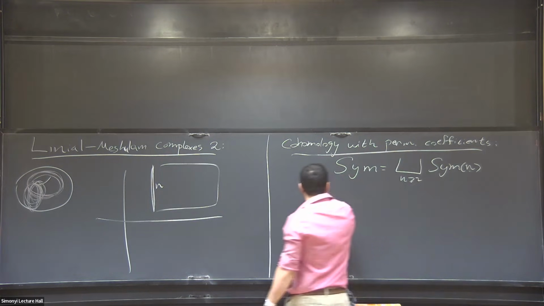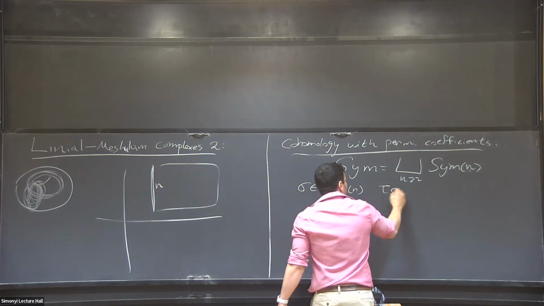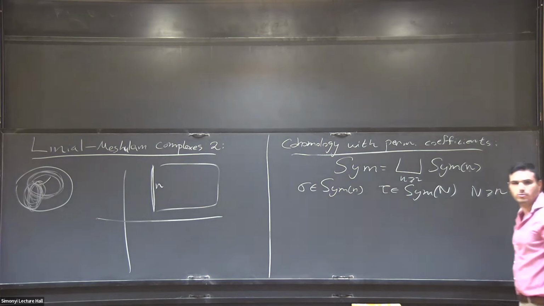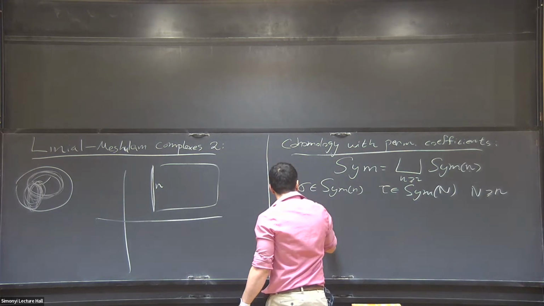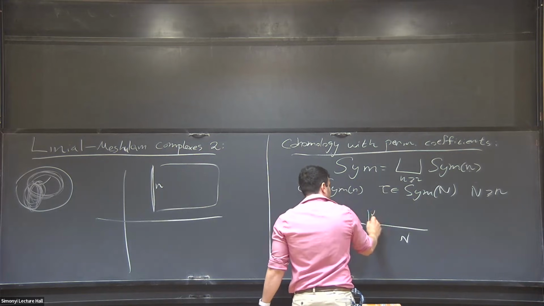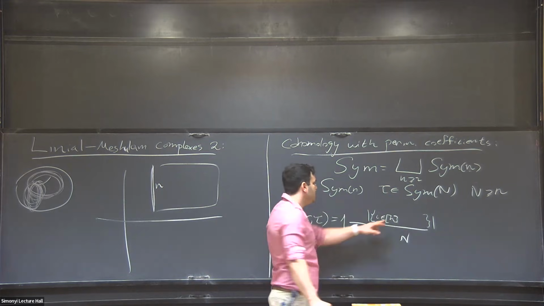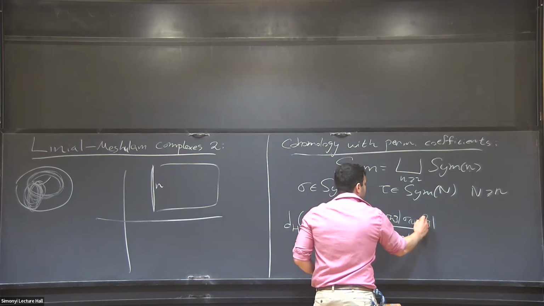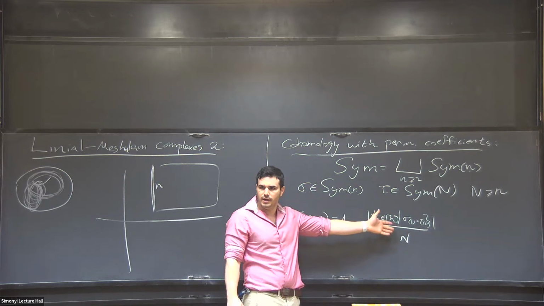So let me recall to you what it is. If sigma is in Sym n, and tau is in Sym capital N, and let's just assume that capital N is larger or equal to lowercase n, you can define the Hamming distance with errors between sigma and tau to be 1 minus 1 over capital N times the number of indices i between 1 and lowercase n, the smaller one, for which sigma i and tau i agree. So it's the complement of the proportion of indices on which they agree.